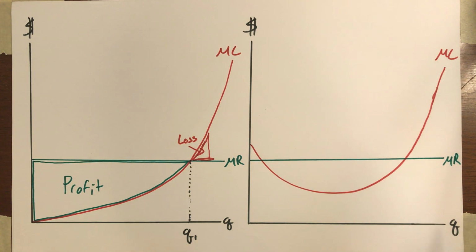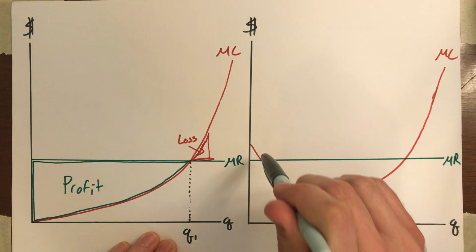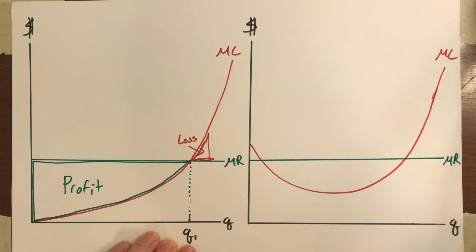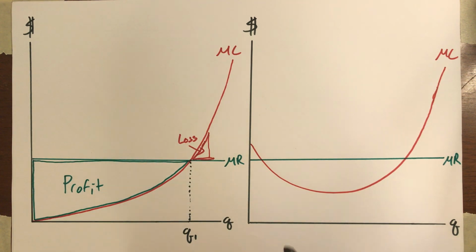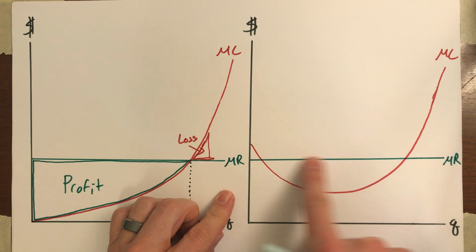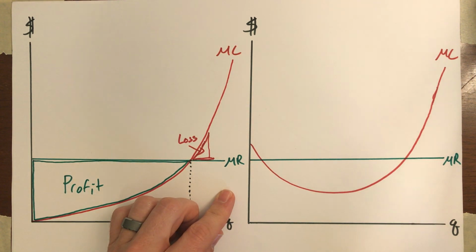What about over here? Well, notice that the rule that I gave you, marginal cost equals marginal revenue, is true in two places on this graph. Right here, marginal cost equals marginal revenue. Right there, marginal cost equals marginal revenue. So that simple rule doesn't give you all the information you need if the marginal cost curve is U-shaped and the marginal revenue curve hits it at two different points. Where do you suppose that we should stop producing?